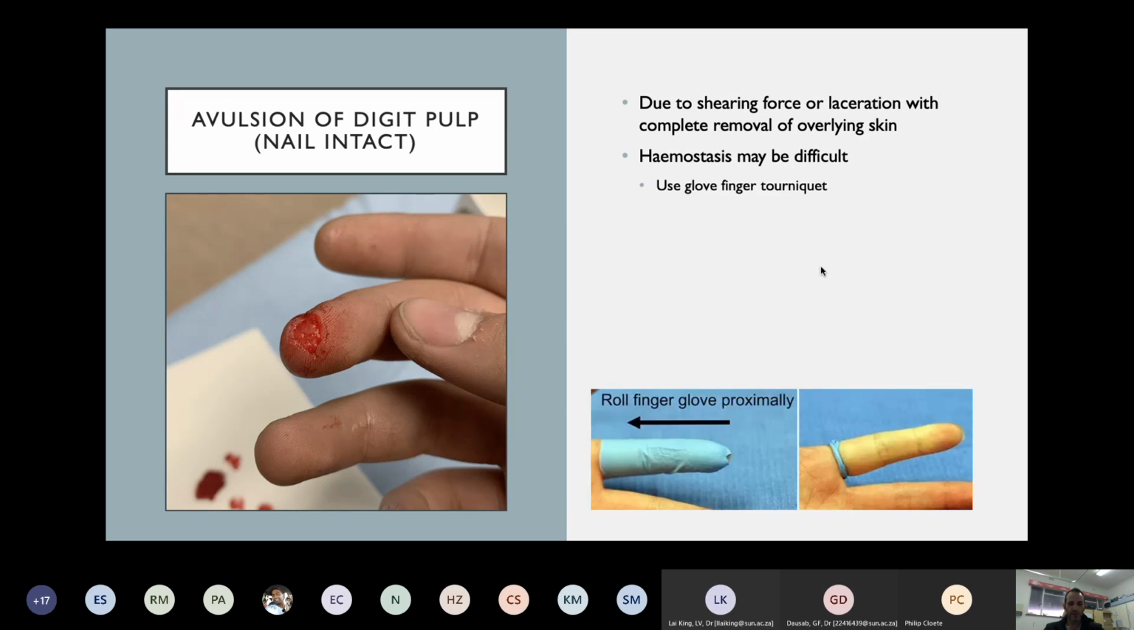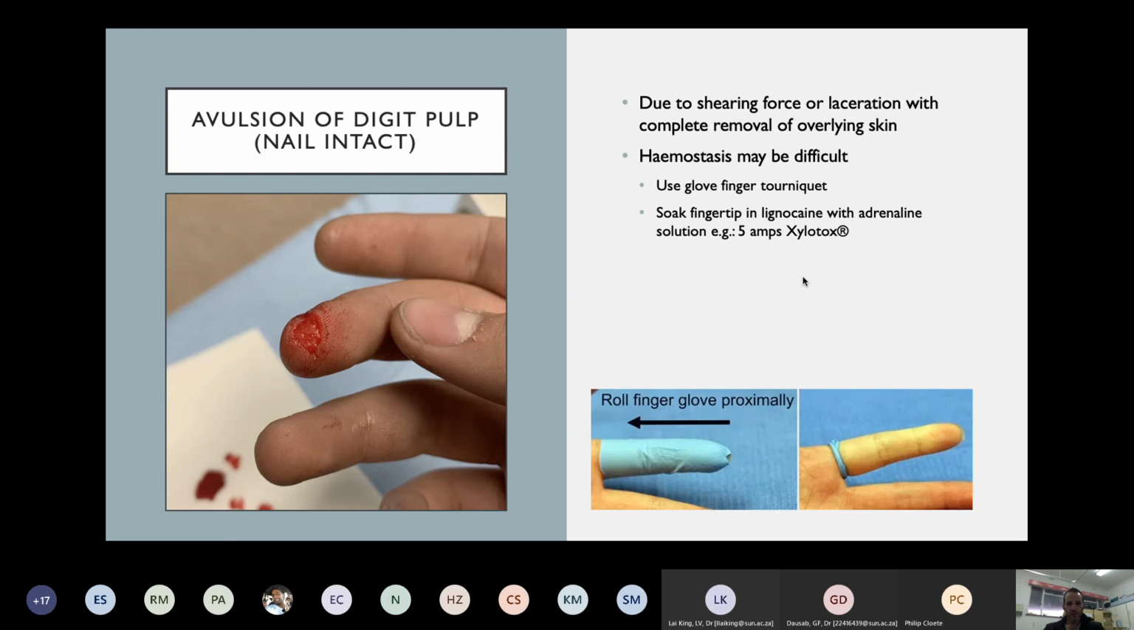So there's a couple of methods. One is to use the finger of a glove. You remove the finger of the glove, make a small hole in the tip of the glove, and then you roll this along the patient's finger, and this gives you an instant tourniquet.